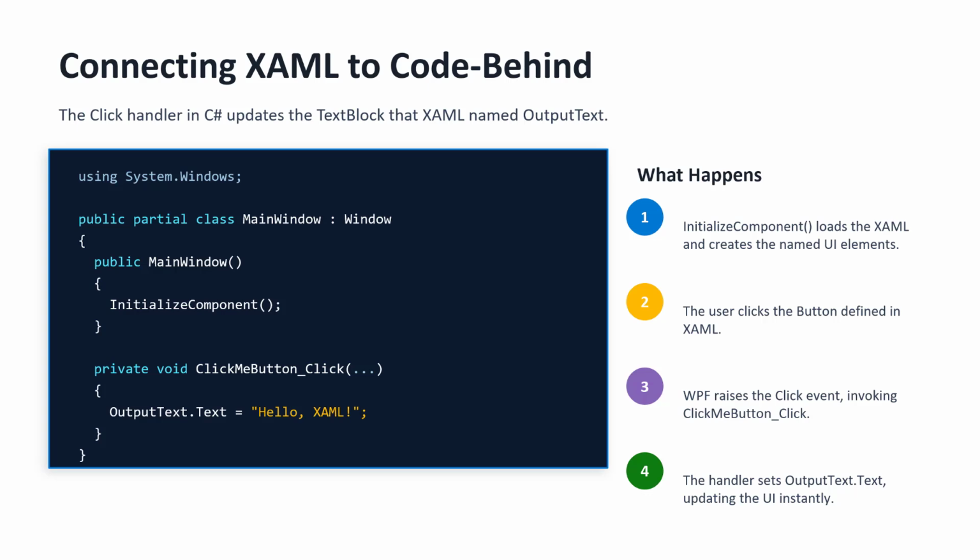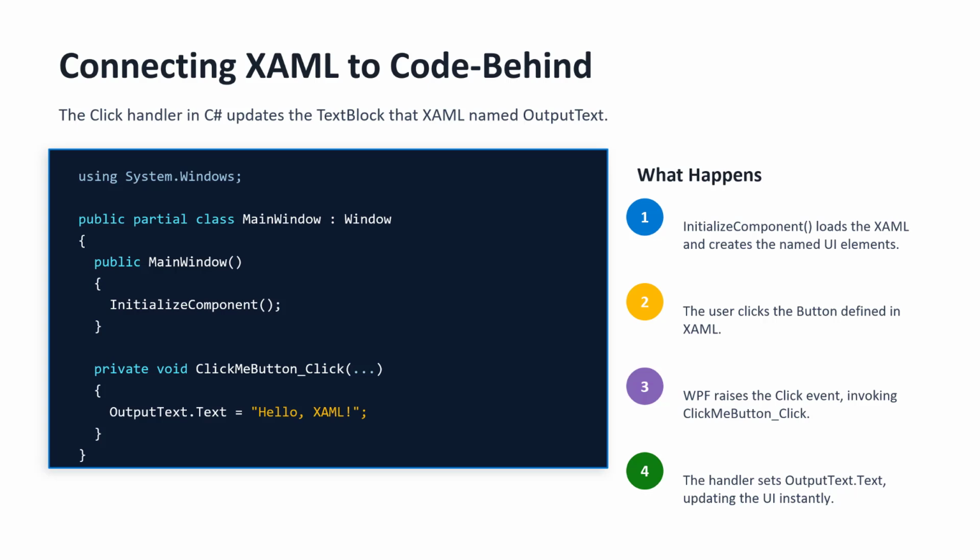So let's trace through the full sequence of events. Step 1, InitializeComponent runs when the window is constructed. That loads the XAML and creates the named UI elements. Then, when the app is running and the user actually clicks the button defined in the XAML, it will raise the click event, and because of the wiring we set up in the XAML, that invokes our clickMeButton_click method. The handler code runs, sets the outputText.Text property to the string, and the UI instantly updates to show Hello XAML.